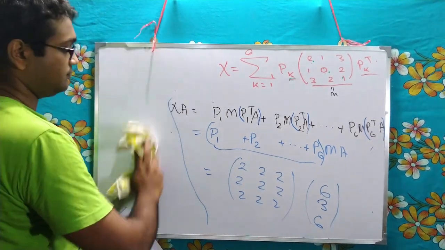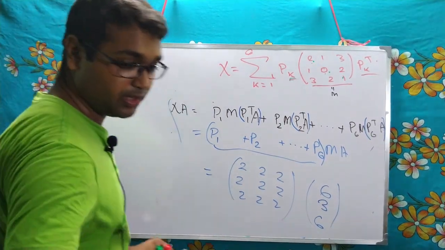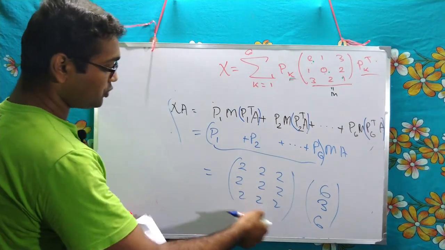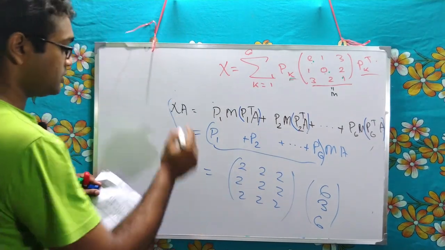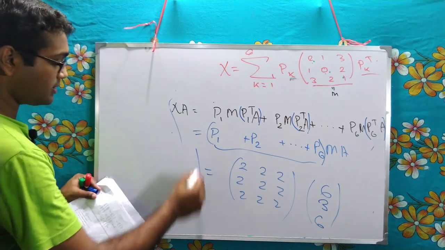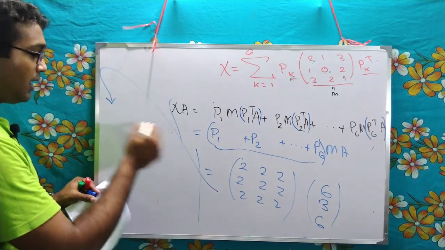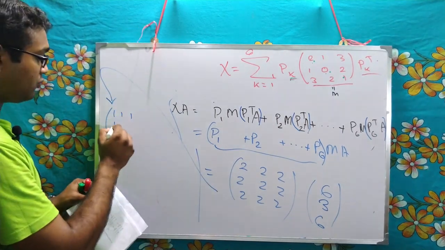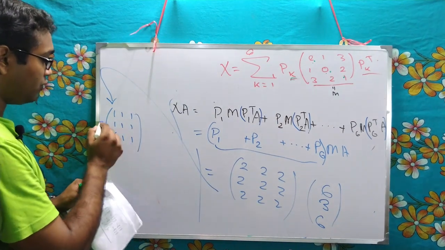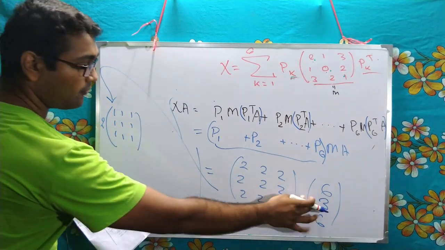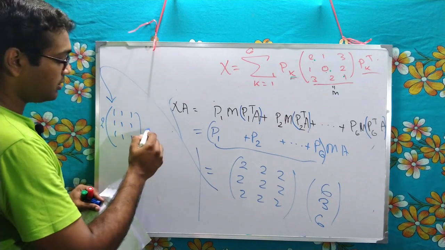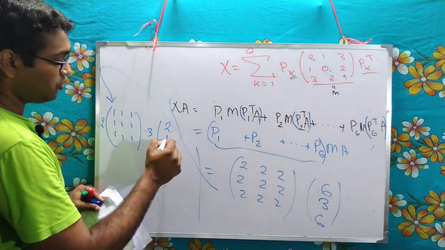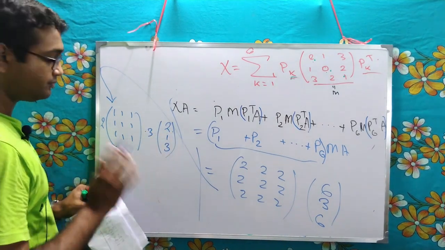But not that true. Not a very big calculation actually here. See, it is 2, 2, 2, all the way 2. So I can make it as the matrix of 1s, with 2 taking outside. And from the other matrix I can take 3 outside, 3, 2, 1, 3. Okay.